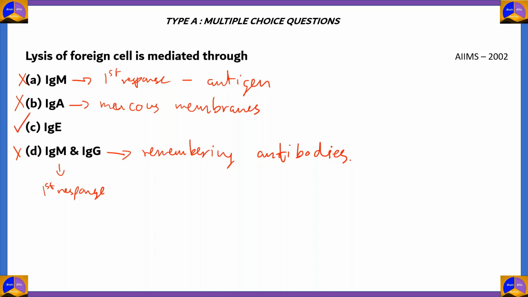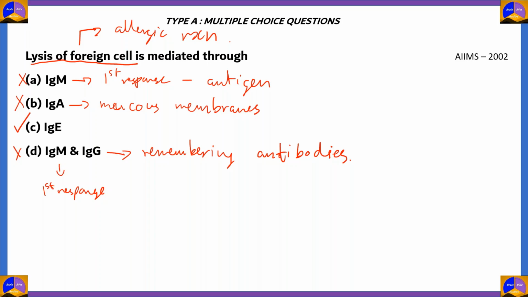The right answer is option C, IgE. Immunoglobulin E is responsible for the lysis of foreign cell. The reason why is that lysis of foreign cell is basically an allergic reaction. So a reaction to a foreign body, and that's what IgE does. It causes allergic reactions.